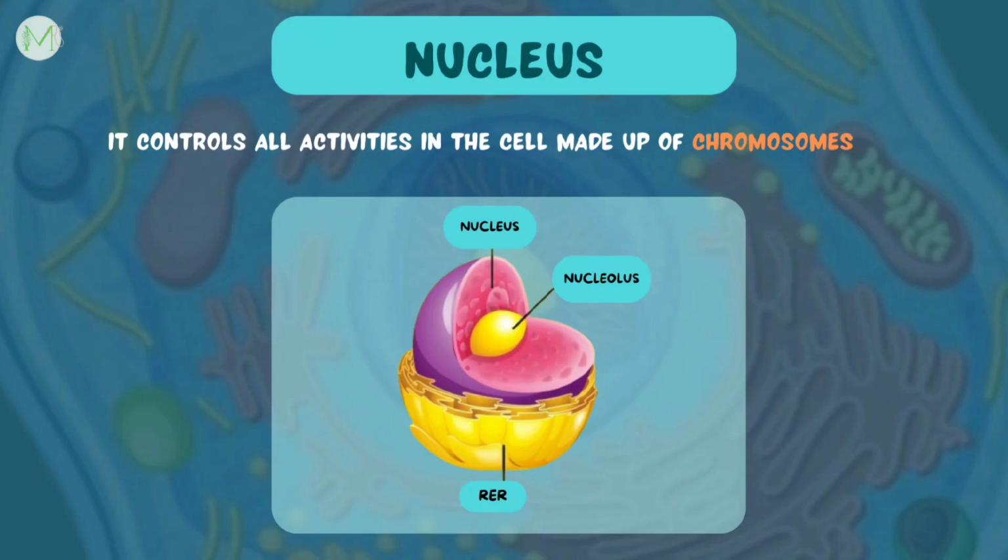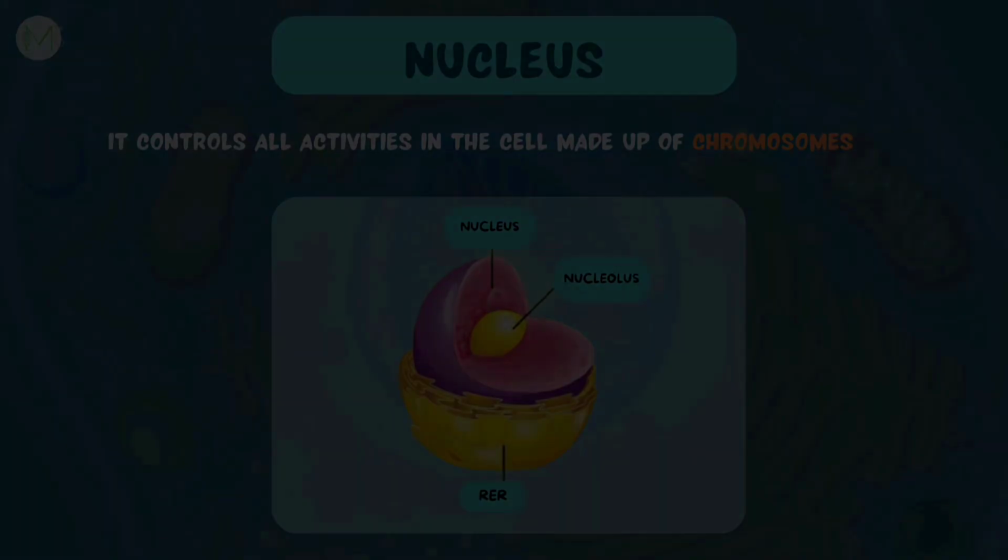Nucleus. It is responsible for controlling all the activities in the cell. It is made up of chromosomes which carries the blueprint for all our individual characteristics. All living cells in humans except red blood cells contain nuclei. The nucleus contains nuclear membrane, nucleoplasm, and nucleolus.